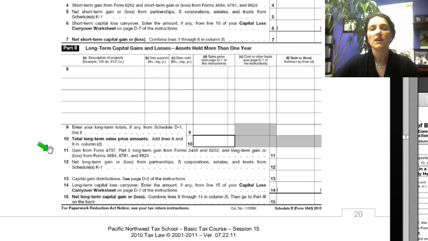On line 11, you enter your gain from Form 4797, Part 1, long-term gain, also from Form 2439, 6252, 4684, 6781, and 8824.